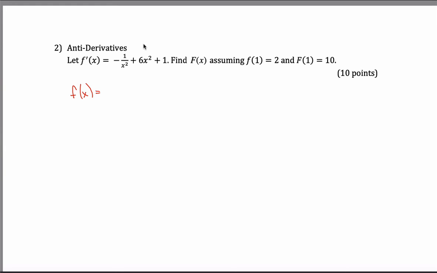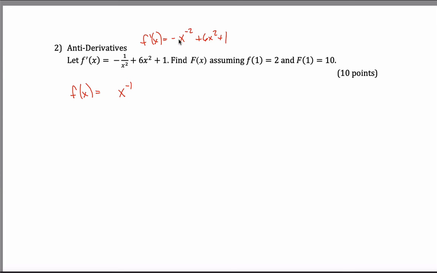Well, I think it might make your life easier to rewrite f prime of x so that it's in a notation that's a little bit more conducive to using the power rule. Instead of negative 1 over x squared, I could call that negative x to the negative 2 power. And the other two terms are fine, 6x squared and 1. And thinking about it this way, I use the power rule in this first term. So first I look up at this exponent and I add 1 to it. So I get x to the negative 1 power.